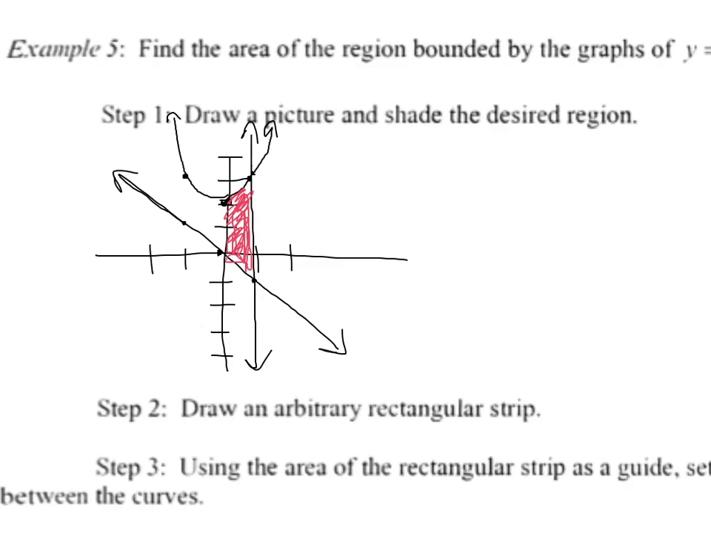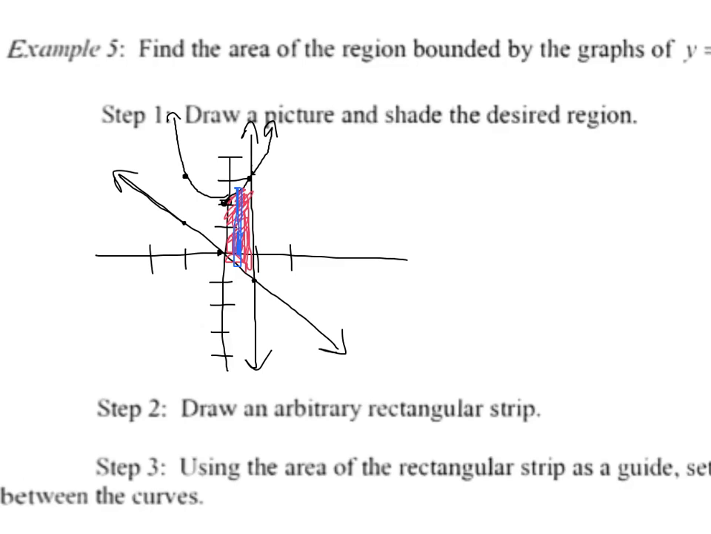So always try to figure out the general area that you're looking for. That's going to help you find your limits and figure out how to draw your rectangle. But I do like step 2 here. Draw just any sort of rectangle in here. It's going to help you figure out how you want to set this up. So that's my rectangle. From that, I know that the width of that rectangle is dx, and I know that the parabola is the top one and the line is the bottom one. If I see a dx there, I know my limits will have to be x values.